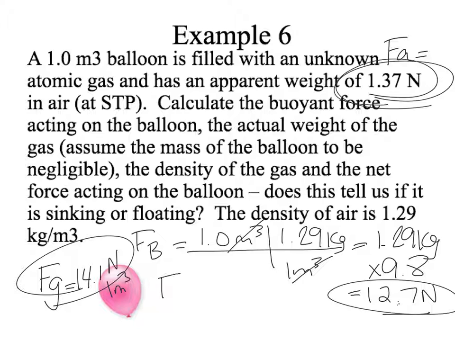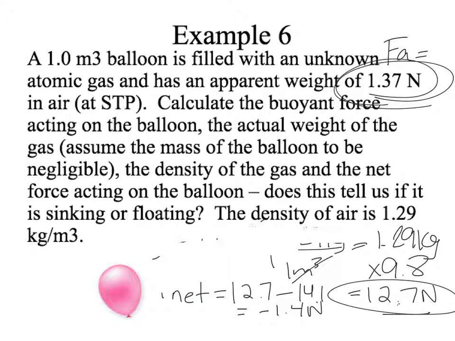If we were to do the net force, the net force is going to be buoyant minus the F sub g of 14.1, and we're going to get a net force of negative 1.4 newtons. So this is sinking. This is definitely a sinking balloon. So the density of the gas must be greater than 1.29. So how could we find that? All right, we can do some other calculations here.